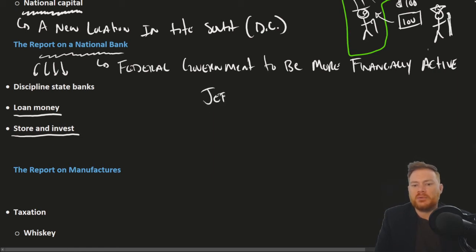Jefferson, for example, believed the National Bank was too powerful and objected to it. But ultimately, Hamilton got his wishes from President Washington. You know, once Washington put the seal of approval on something, it was very hard to oppose it, and a new National Bank was created.